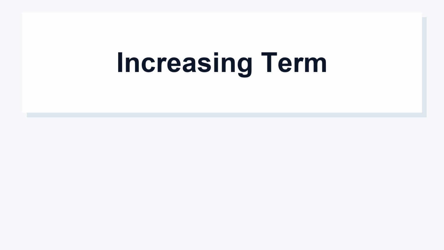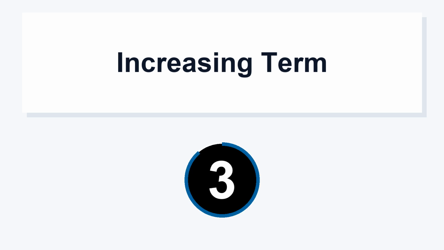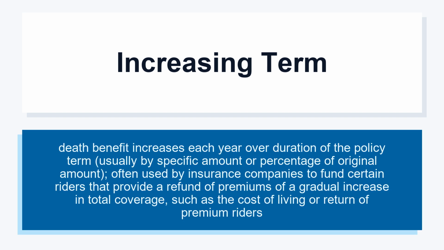Increasing term. Death benefit increases each year over the duration of the policy term, usually by a specific amount or percentage of the original amount. Often used by insurance companies to fund certain riders that provide a refund of premiums or a gradual increase in total coverage, such as the cost of living or return of premium riders.